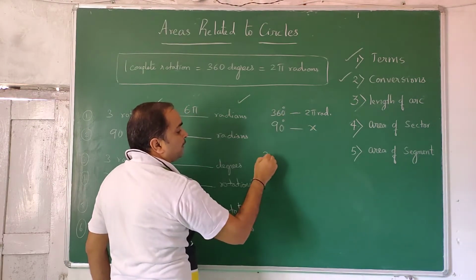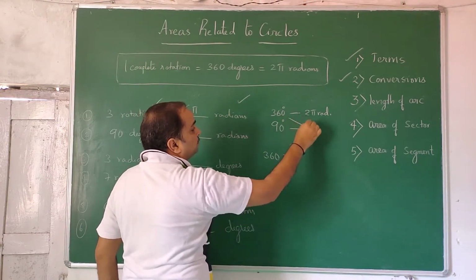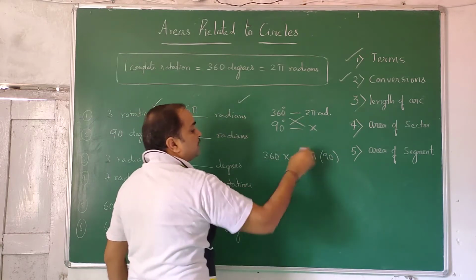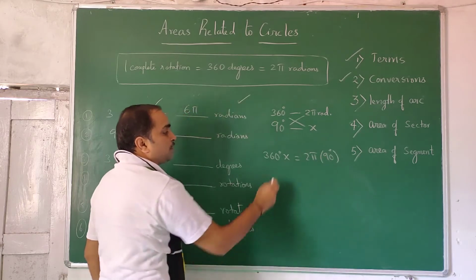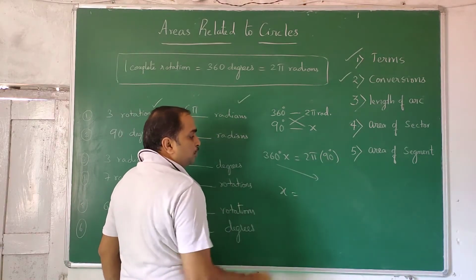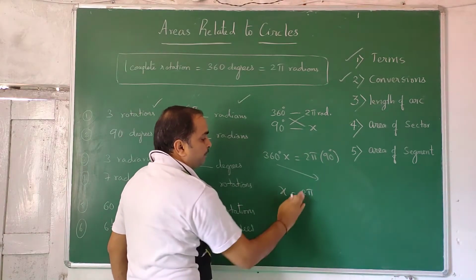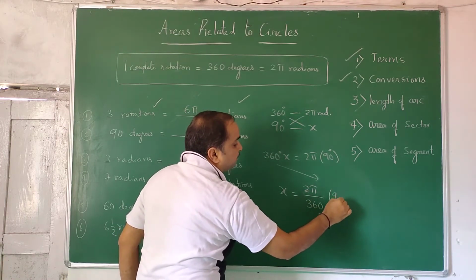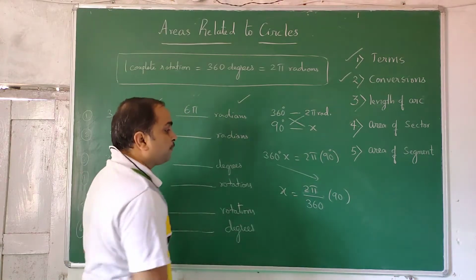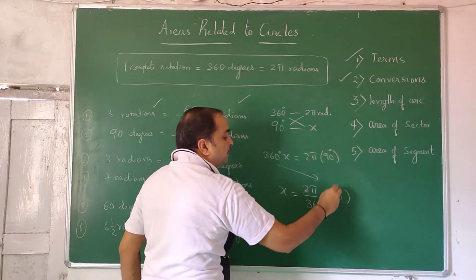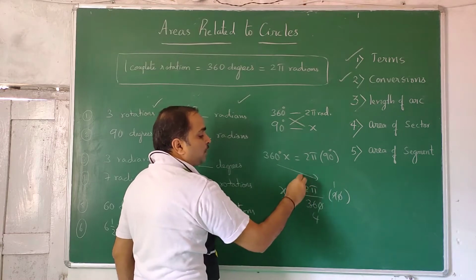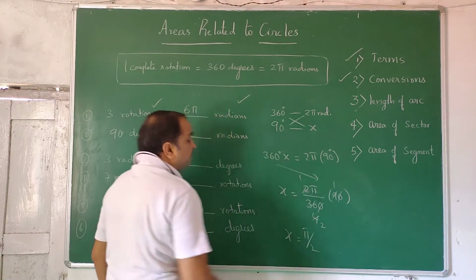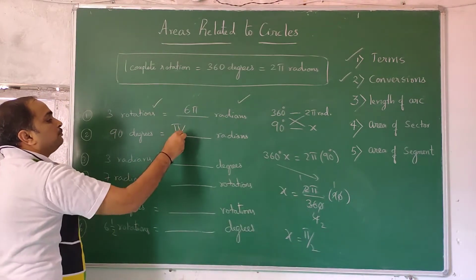Cross multiply. 360 into x is equal to 2 pi into 90. This is in degrees, this is in degrees. Bring this down. x is equal to 2 pi by 360 into 90. Both are in degrees. Zero zero cut. 9 1s are 9, 4 1s are 4, 2 2s are 4. x is equal to pi by 2 radians. So this is pi by 2.